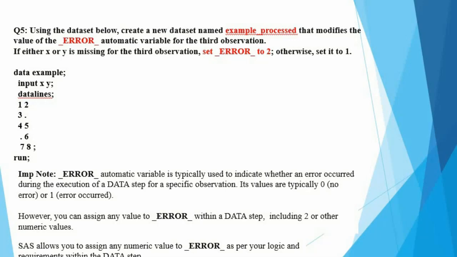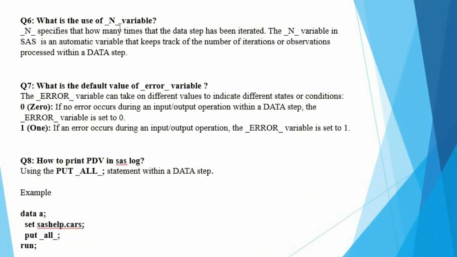Now move on to the next part. What is the use of the _n_ variable? _n_ specifies how many times the data step has been iterated. The _n_ variable in SAS is an automatic variable. Basically, it keeps track of the number of iterations of observations processed within the data step. Now, what is the default value of the _error_ variable? As we know, if an error occurred, then the value will be 1, and if there is no error, then the value is set to 0.